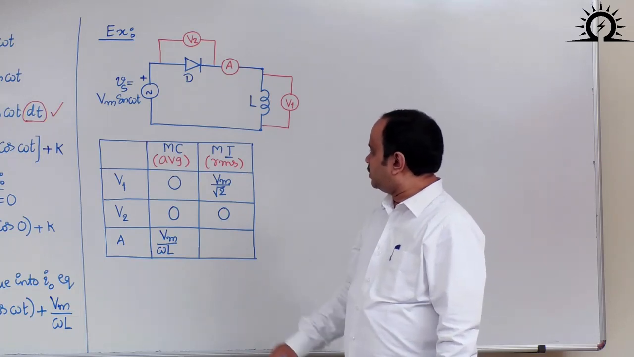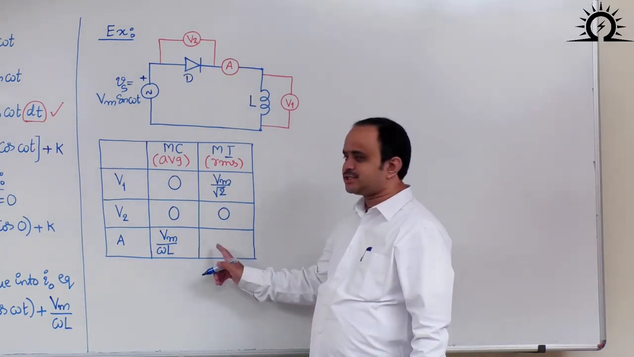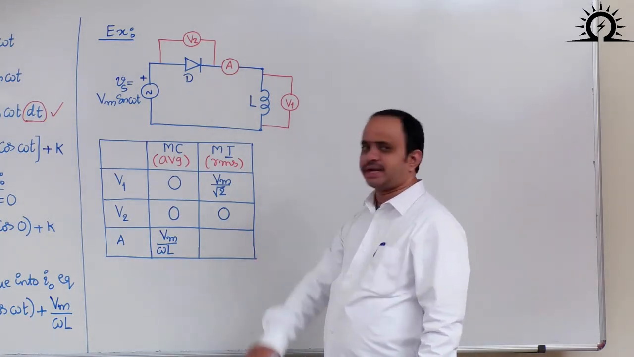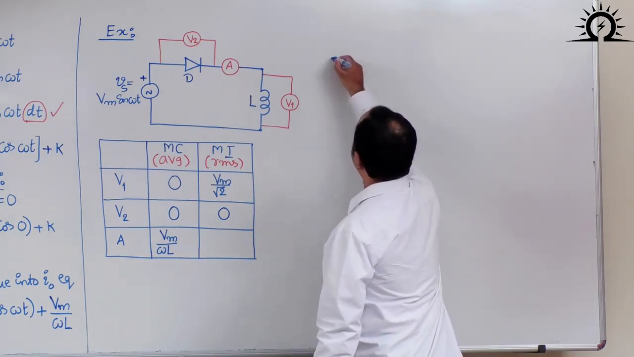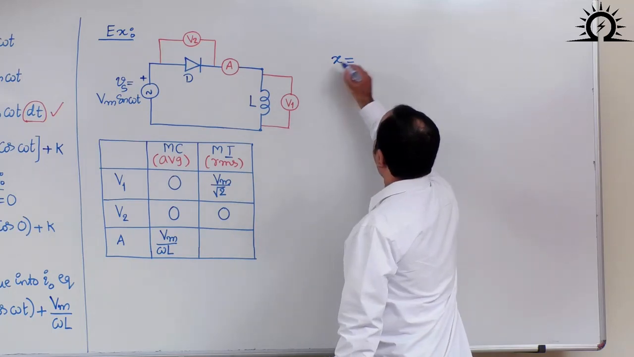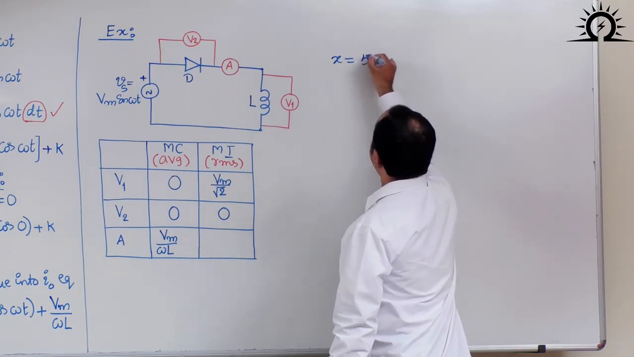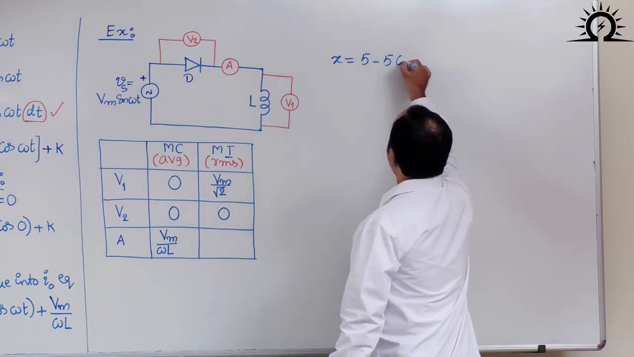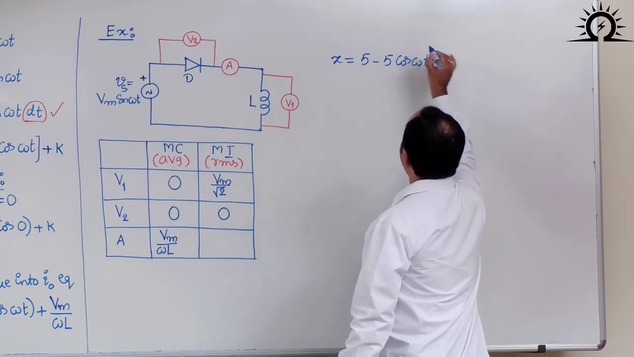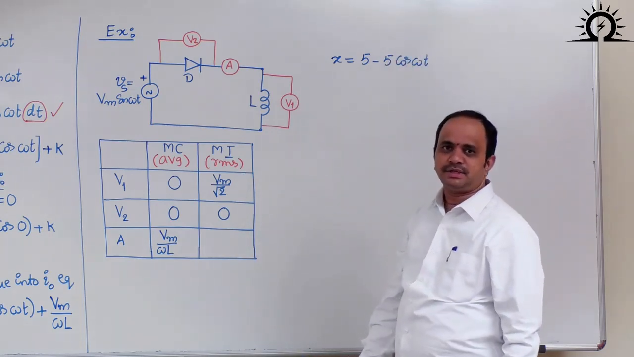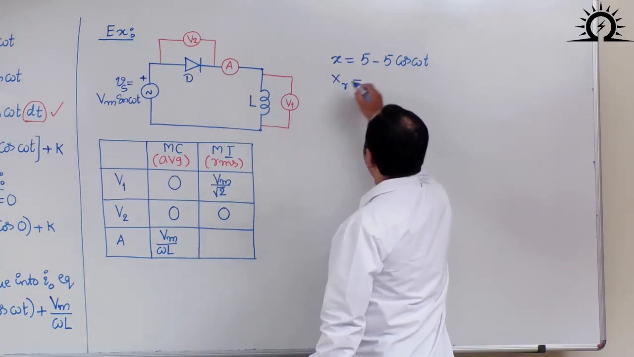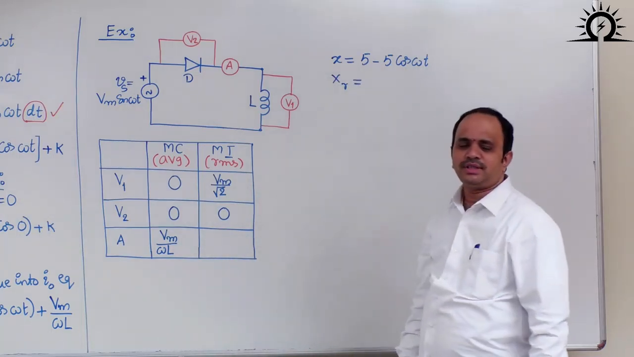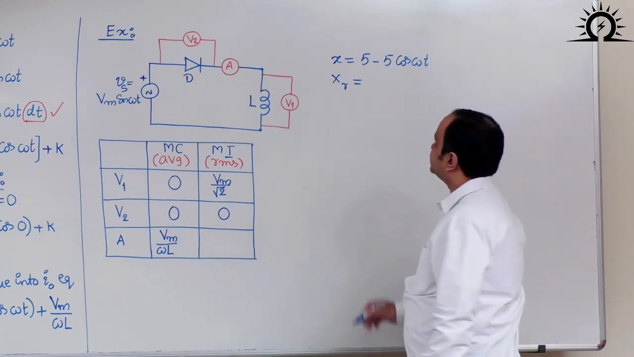Now we want to write the expression for RMS current. Before that, let me give you a small example. For example, I have a function x equal to 5 minus 5 cos omega t. I want to know what is the RMS value for this function. How to write it?